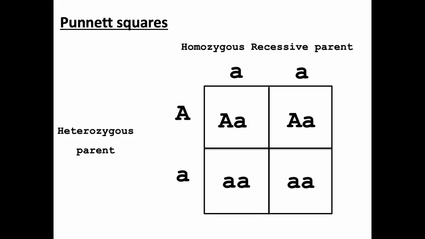What percentage are going to be homozygous recessive? It's still 50%. What percentage are going to have the dominant phenotype? It's still 50%. So do not worry about which one goes on the left and which one goes on the top. It does not matter which parent goes on the left and which parent goes on the top. You will get the same results either way.